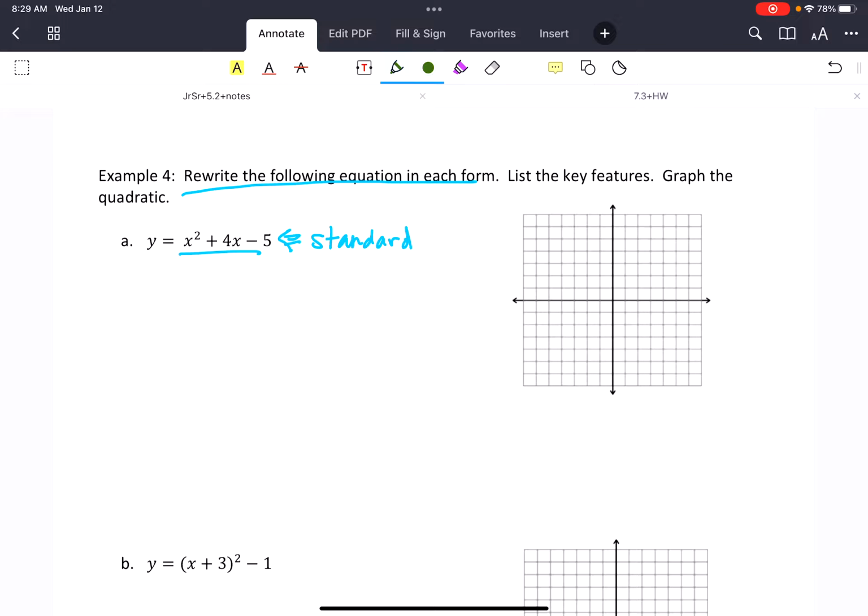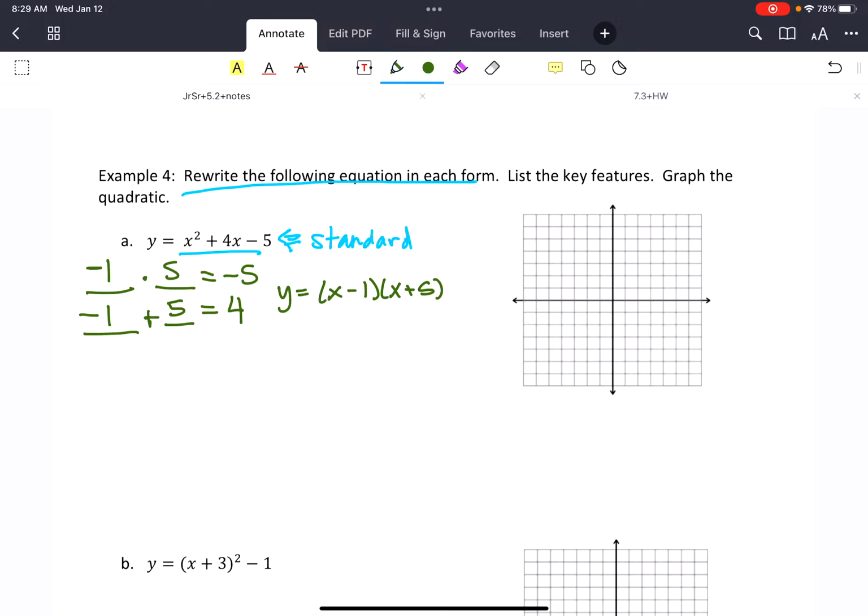So we are going to get blank times blank equals -5, and blank plus blank equals 4. Okay, well, the factors of 1 and 5 are just 1 and 5, and I want it to equal a +4. So we're going to go ahead and put our negative there. So I end up with -1 plus 5 is +4. So my factored form becomes y equals x minus 1, x plus 5.